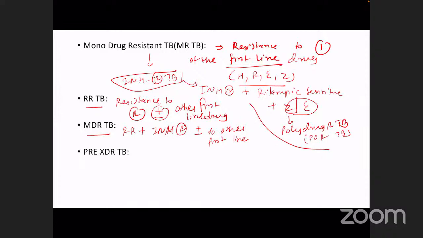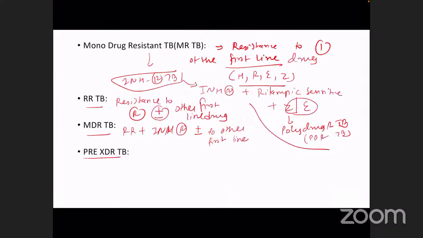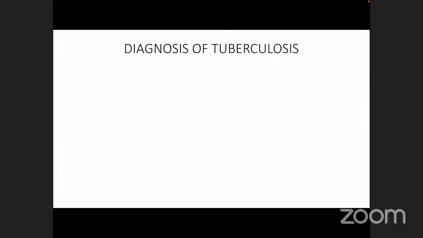So now comes the main difference. This is almost the same as the earlier thing, but now you have something called pre-XDR, and we already discussed PDR-TB. You have something called pre-XDR and XDR-TB. So before knowing this, I think you should know one thing. We'll be discussing that in upcoming slides.